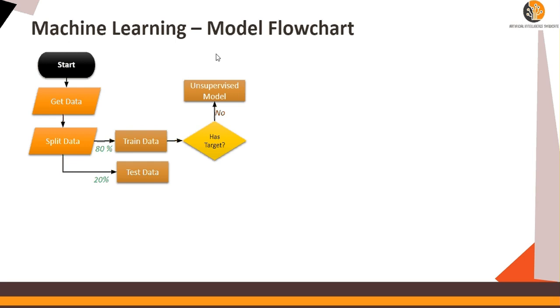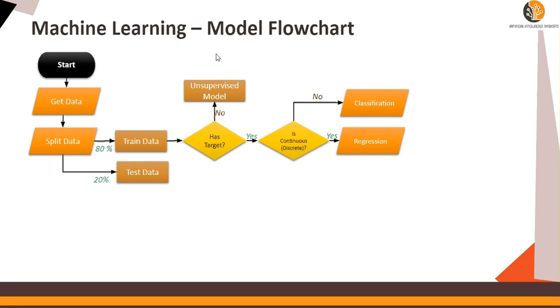But if it has a target, is it continuous or discrete? If it is continuous, then we will look at a regression problem. The problem we are doing is continuous, meaning a number that can take any value, and discrete means only certain classes, which is more of a classification problem. So my current data set is geared towards a regression problem. Is it continuous? Yes.